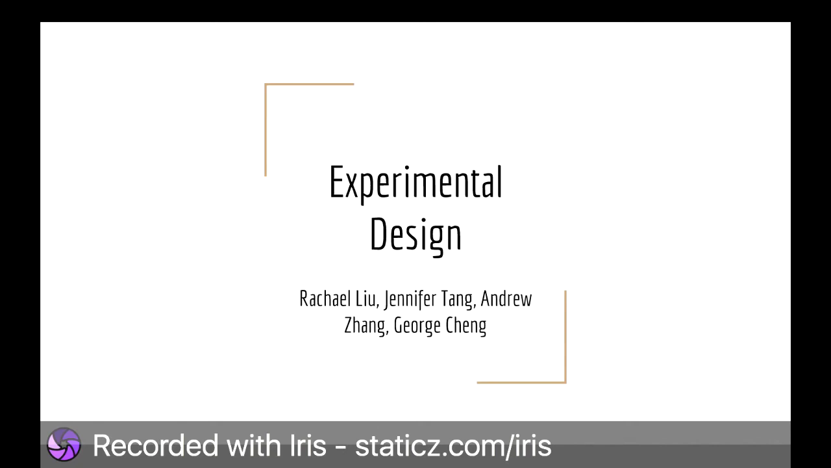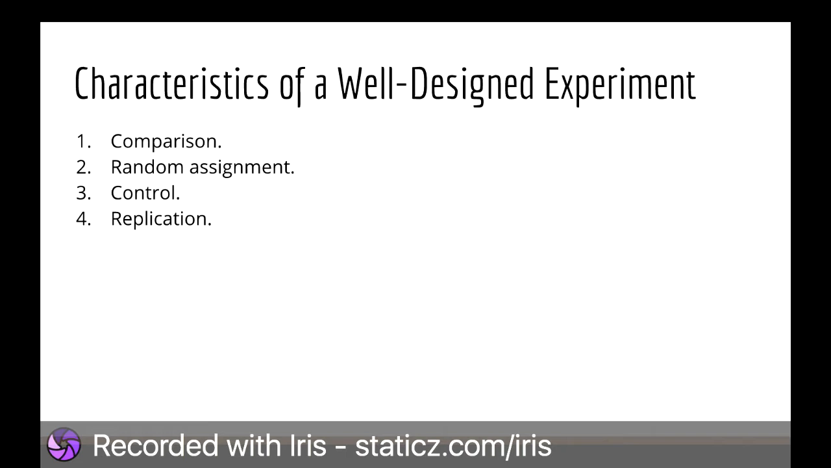Hi, in this video you'll be learning about experimental design. There are four characteristics of a well-designed experiment: comparison, random assignment, control, and replication. For comparison, use a design that compares two or more treatments. For random assignment, use chance to assign experimental units to treatments.